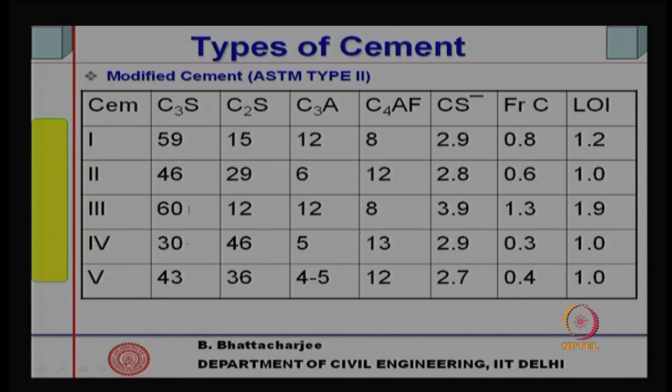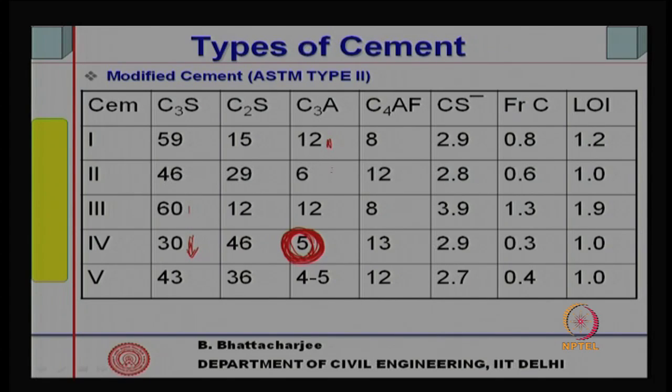Now next we can go to type 4, which is low heat cement. Now, what gives heat of hydration maximum? The maximum heat of hydration comes from C3A. So, therefore, you can see the reduction here. Maximum heat of hydration is here, therefore, this is reduced.